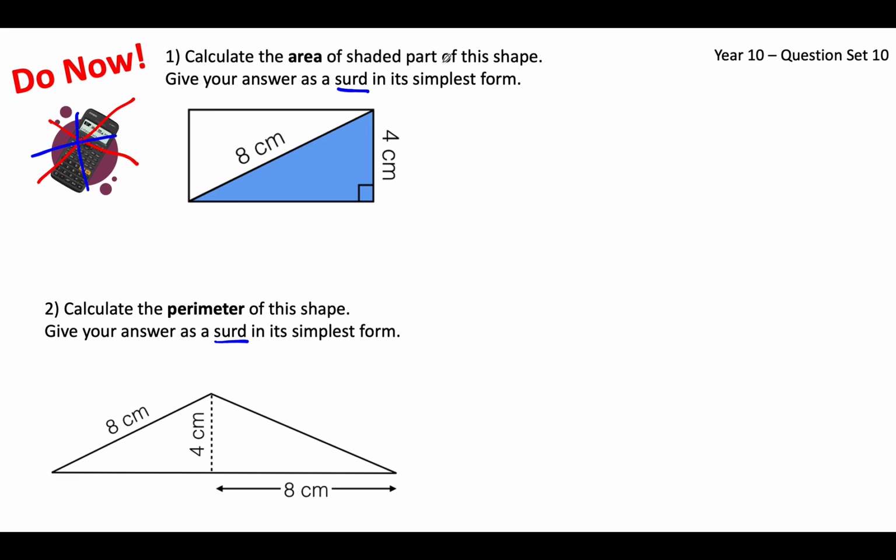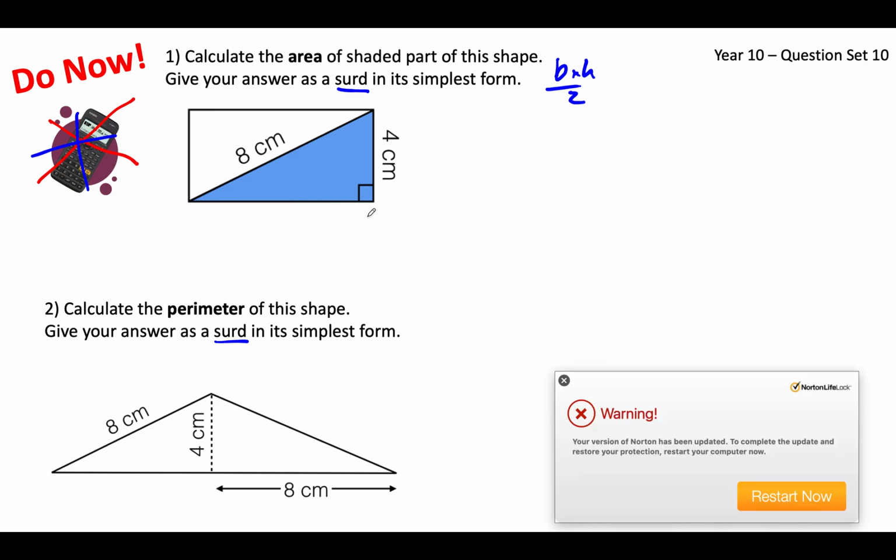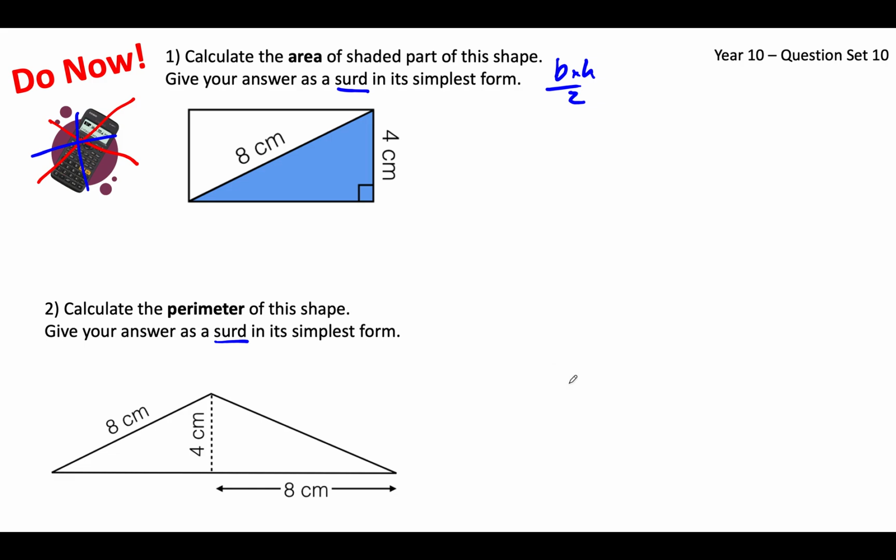Calculate the area of the shaded part of this shape. It's half of the rectangle. It's a triangle, right? So we need to do base times height, divide by 2. Not rocket science there. But I don't know the base. I need to know what this bottom edge is. So I'm going to use some Pythagoras. I've already got the long side.